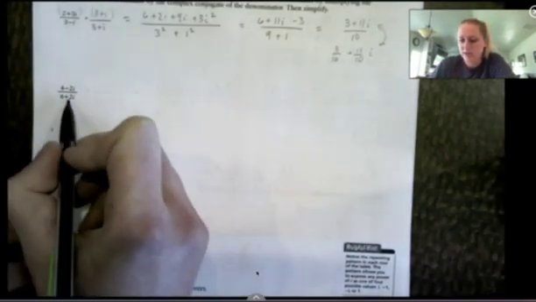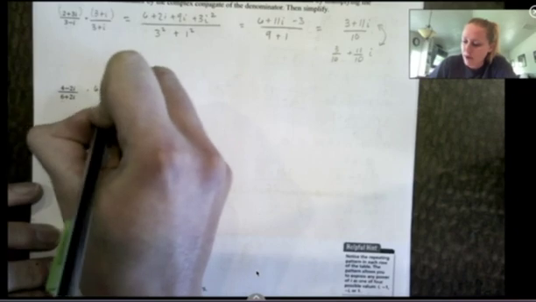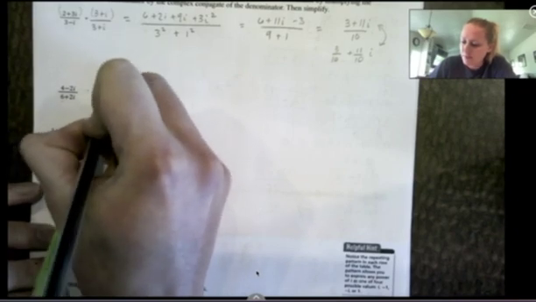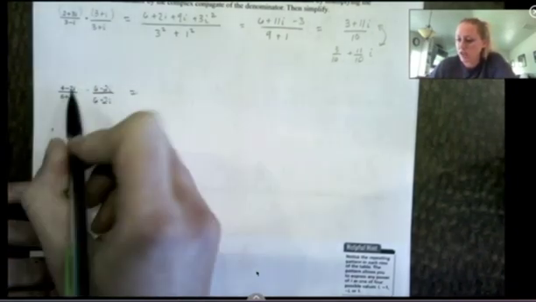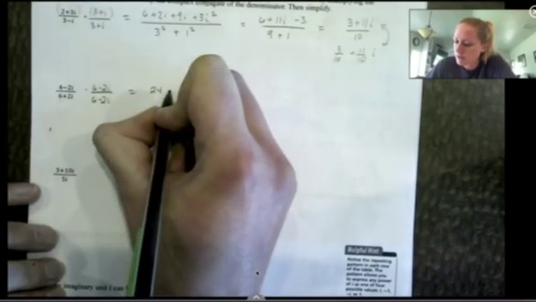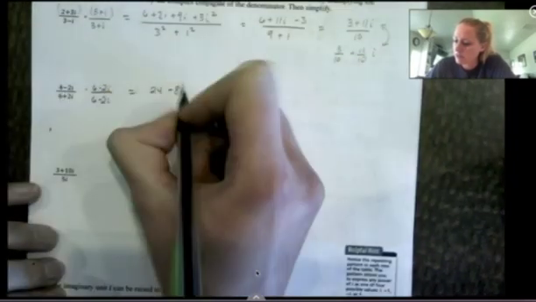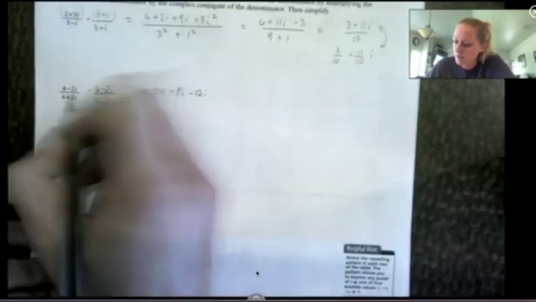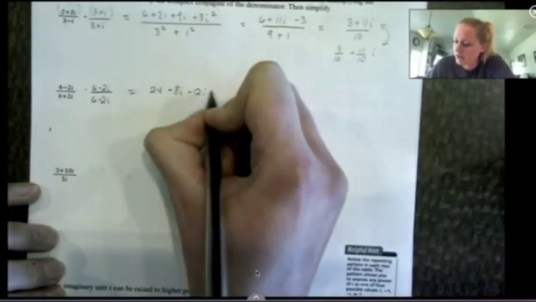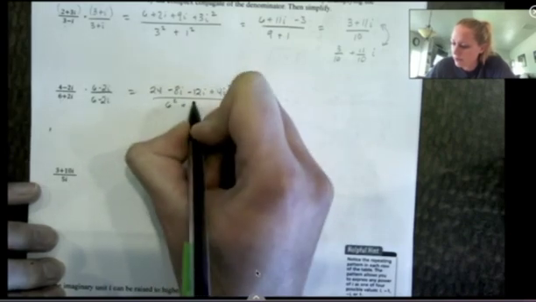So the conjugate of the denominator would be 6 minus 2i. So we're going to multiply the top and the bottom by that. Okay, on top, distribute. So 4 times 6, 24. 4 times -2i, -8i. -2i times 6, -12i. -2i times -2i is positive 4i squared. Denominator, a squared plus b squared.